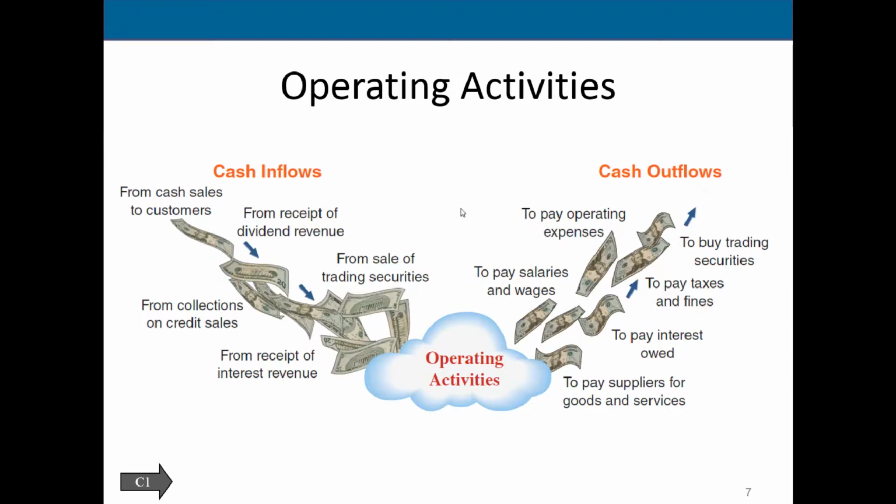If you look at a few of these, you'll see sales from customers, sales from securities, receipt from revenue. Over on the right, you've got buying securities, paying out interest, paying operating expenses. All of these things are things that you would typically think of as hitting the income statement: revenues and expenses. So really, the operating activities section of the cash flow statement is going to deal with cash inflows and cash outflows that pertain to operating income.